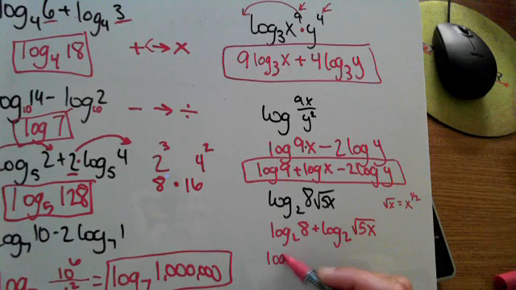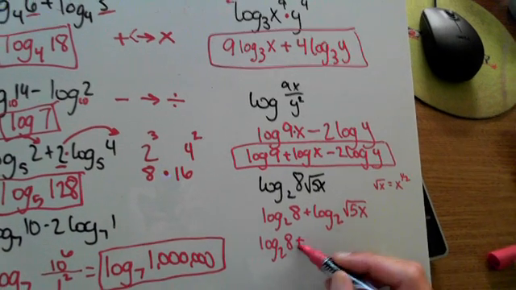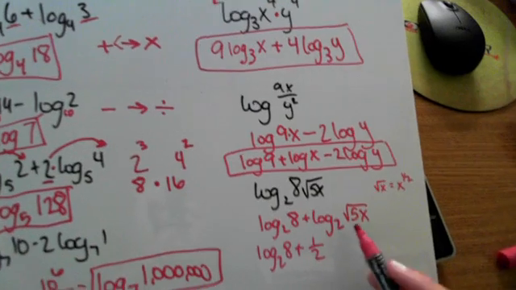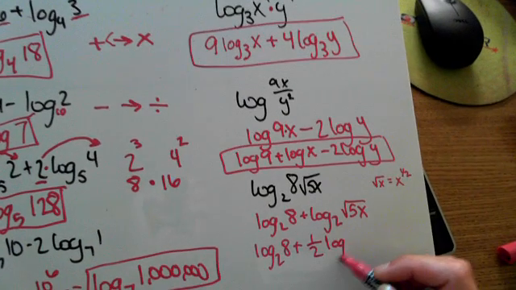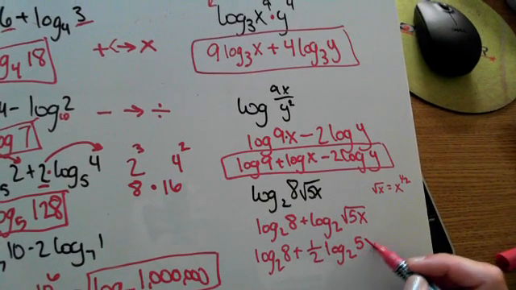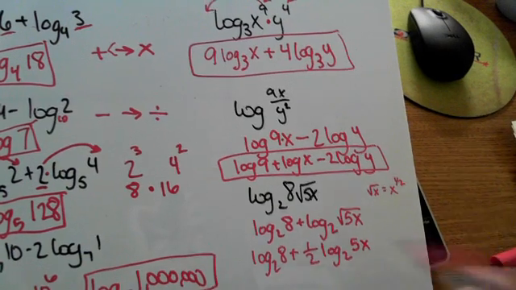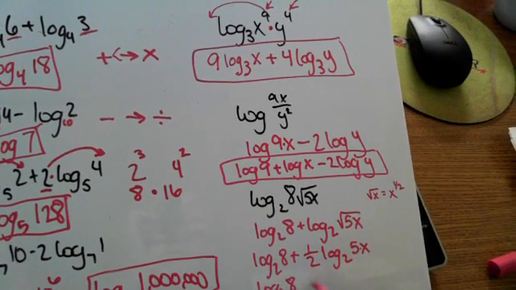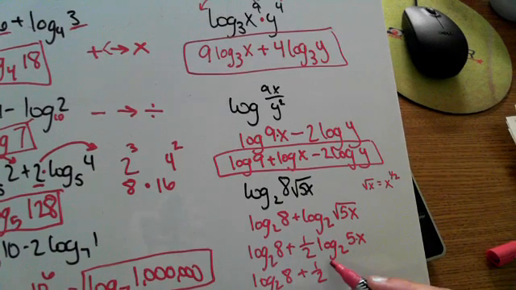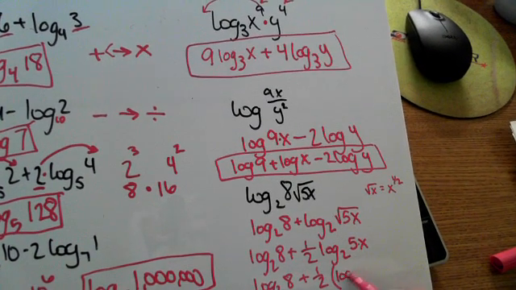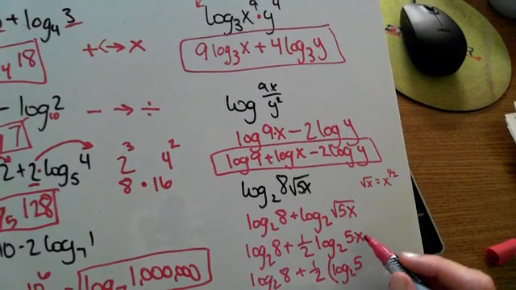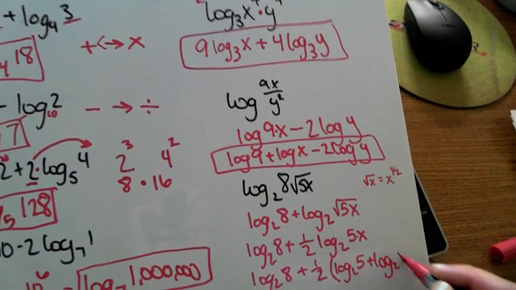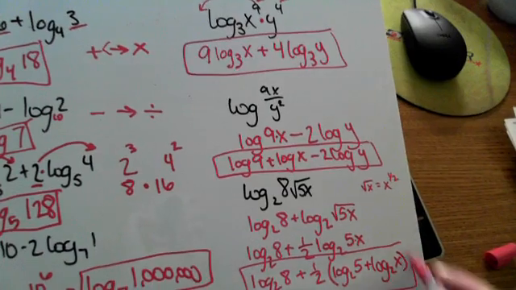Nothing I can do to log base 2 of 8, so that's done. I'm going to flip my exponent to the front. This time my exponent's a fraction because we have a root, no different. So log base 2 of 5x. Then I can even split this up a little further because I still have multiplication. So log base 2 of 8 plus my 1/2, and I have to keep this in parentheses because my log of 5x is being split up, but that exponent was on the 5x. So we have to make sure that we don't forget that parenthesis. And there is your final answer.